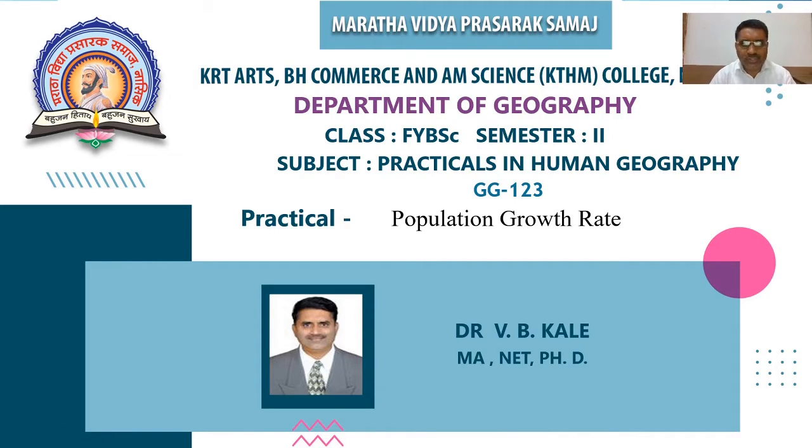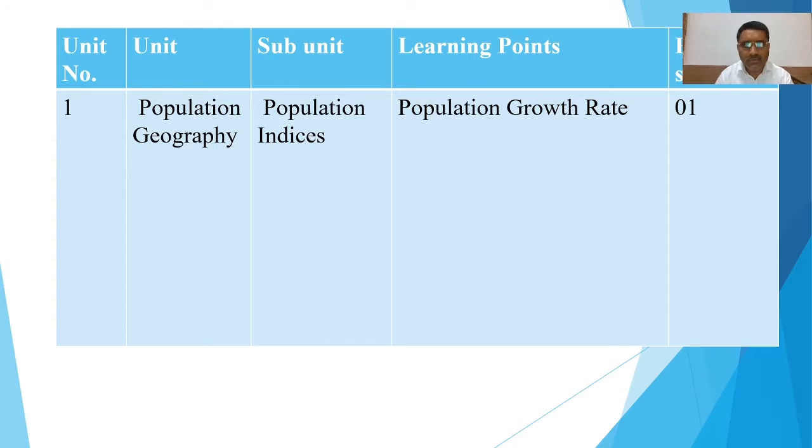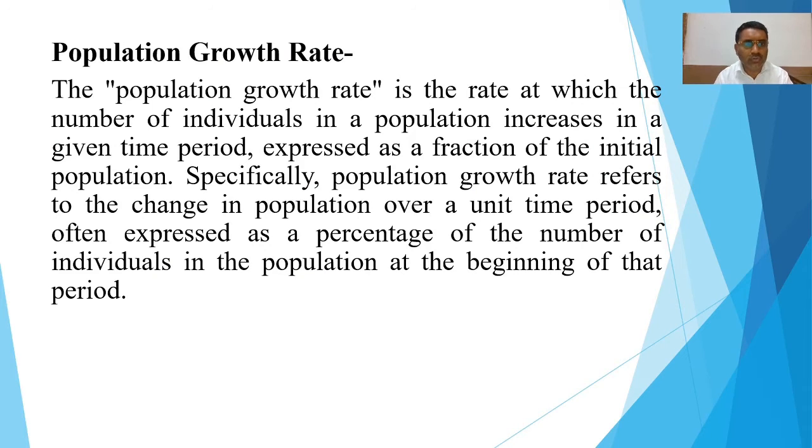Today we are going to see the next population indices in practical in human geography. As we know, there are various population indices which are used for practical purposes, and out of these, population growth rate is one index which is used for practical purposes. So let us see what exactly population growth rate means and how we have to show it with the help of a graph. This is one important index so far as population indices are concerned.